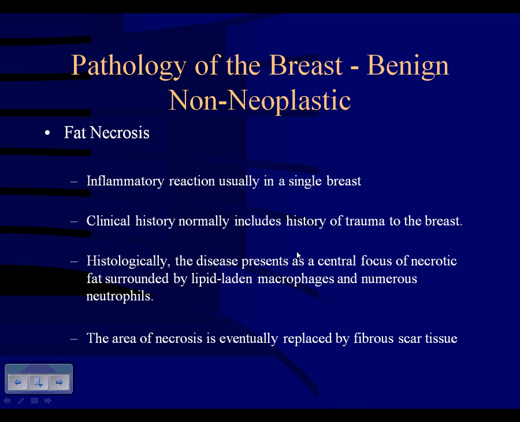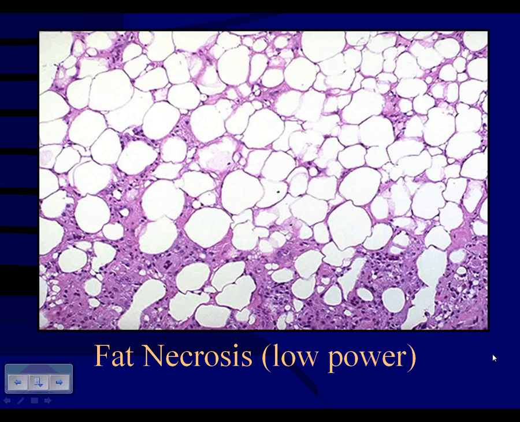And what it shows is the fat degenerating and surrounded by mixed inflammatory cells and lipid-laden macrophages. Sometimes it becomes hard to tell what's the degenerating adipocyte versus the lipid-laden macrophage, because they can look very similar. But usually you'll notice the adjacent fat tissue, and that will give you a clue. And when it heals, it can be replaced by scar tissue.